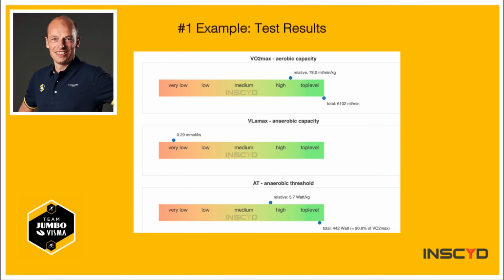And here you can see an example of a test of one of our riders, where you can see he has quite a high VO2 max, VLA max that is on the lower side of the range, and an anaerobic threshold that is quite high. And in our experience, we see that the higher the percentage of the threshold is of the VO2 max, the better in shape the rider is.